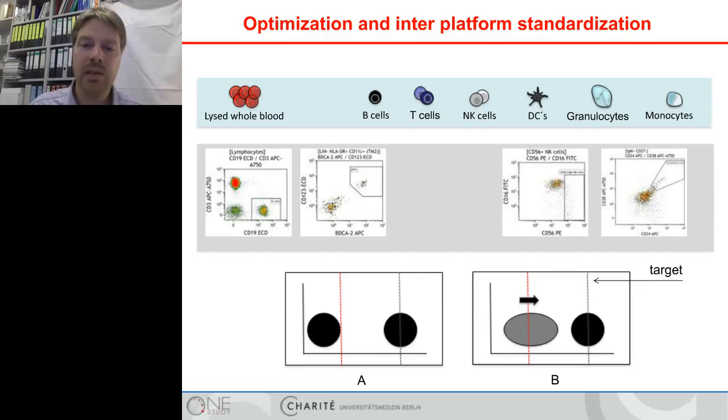This is crucial, at least for populations with modulated markers, especially if there are rare populations like the CD56 high NK cells or the transitional B cells.